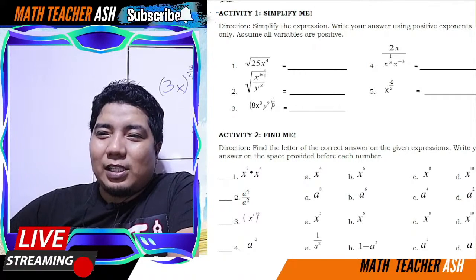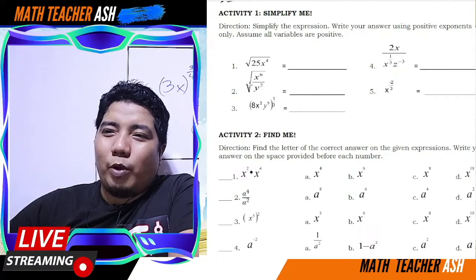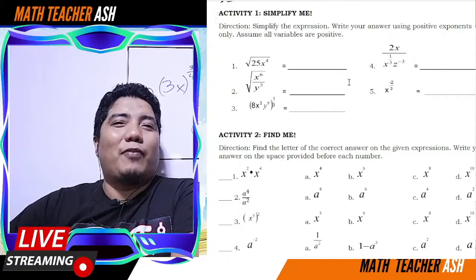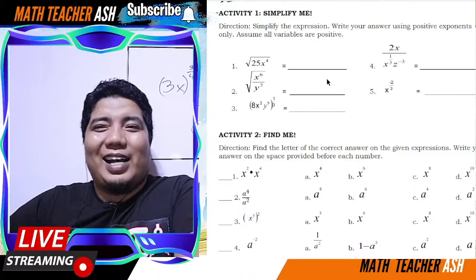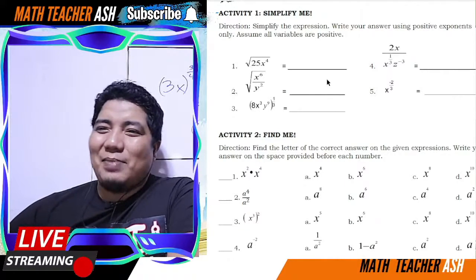Now, si 6, pwede i-divide kay 2. Si 2, pwede i-divide kay 2. Therefore, your final answer is x cubed over y. Alright, napakadali lang, my dear math learners.